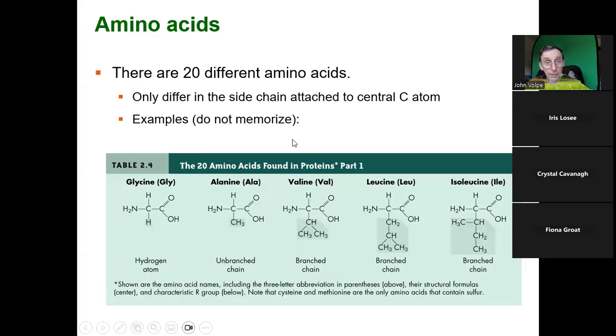Here we're showing you some of the 20 different amino acids. You do not need to know the different amino acids, so don't memorize that. But the simplest amino acid is glycine, where you simply have in the R group an H. Alanine has a CH3 group. Valine, 3 CH groups. Leucine, 4 CH groups. And then isoleucine, also 4 CH groups. All of these R groups are nonpolar.